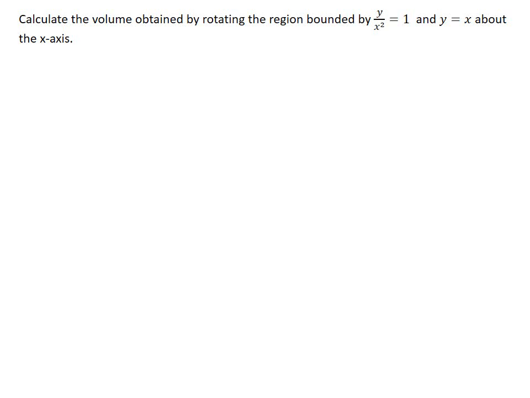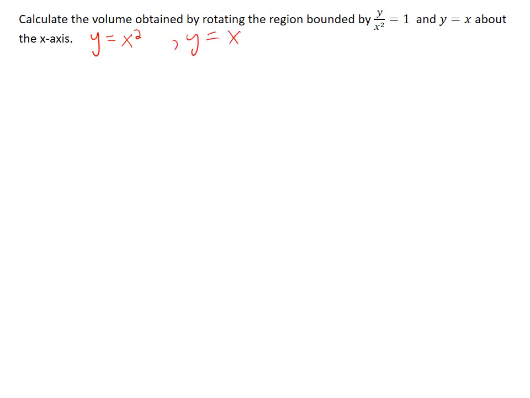I'm going to go through one more example of calculating a volume of revolution that's calculated with the washer method. In this example, we have two curves. The first one is y over x squared is equal to 1. The second curve is y is equal to x. It's easiest to see what we're graphing if we isolate for y in both. So we have y equals x squared for the first one by cross multiplication, and y equals x in the second one. We'll eventually make a sketch.